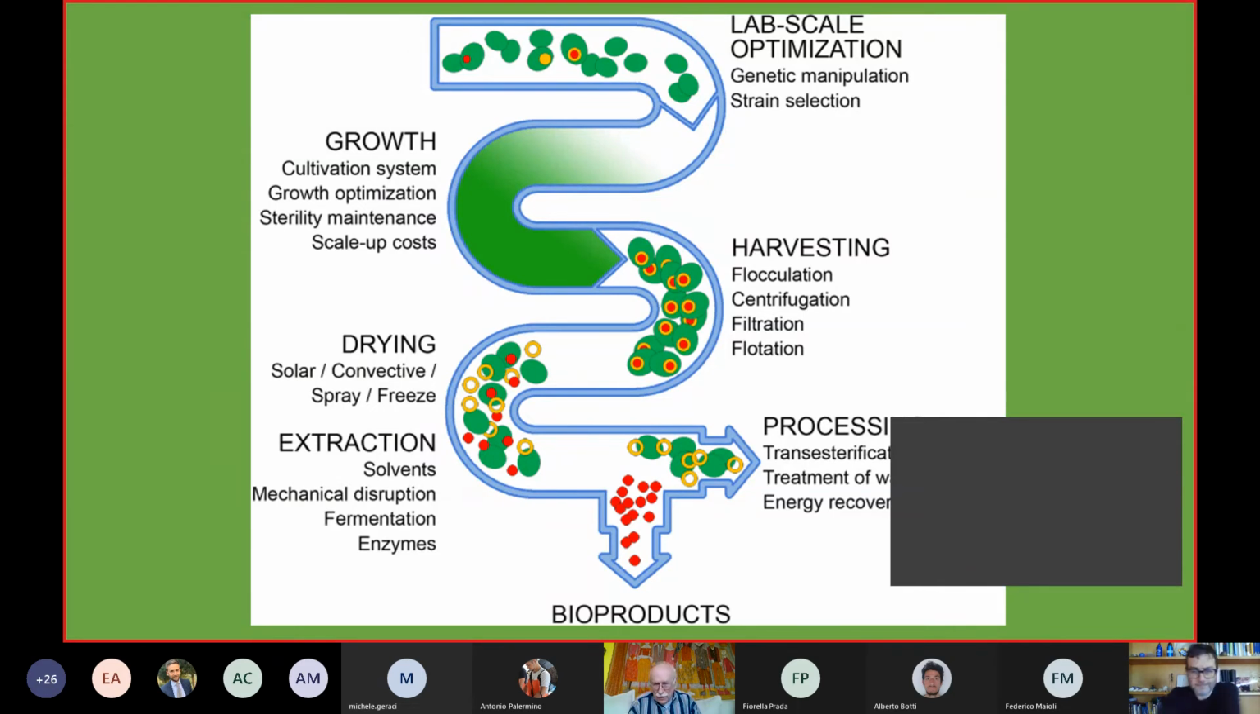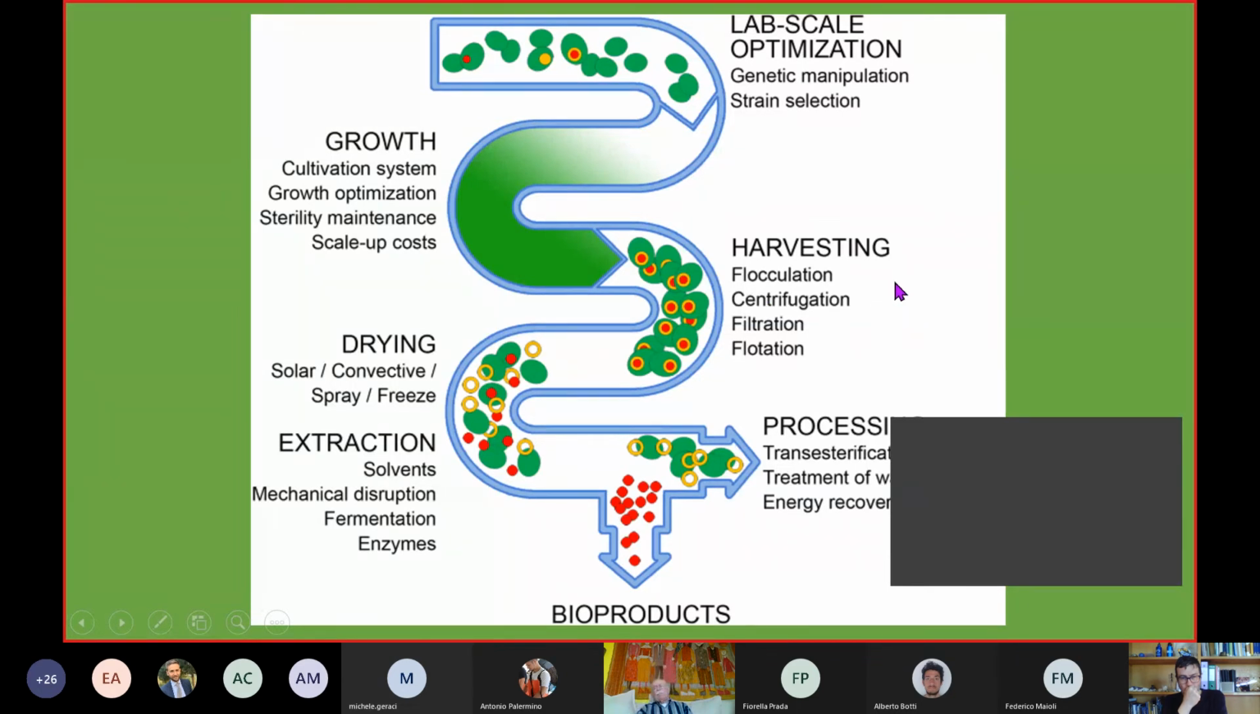Then we already are working with manipulating, by molecular biology tools, enhancing the genes that produce the compounds of interest. Then comes the cultivation system. It has to be sterile or non-sterile. You have to move from the lab scale where you grow the seed cultures, the inoculum, and then go into harvesting.